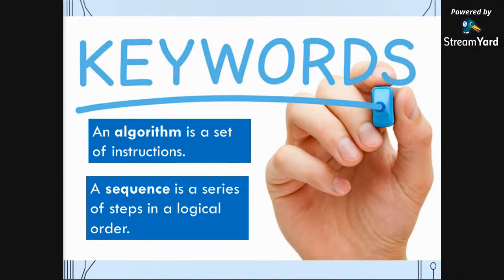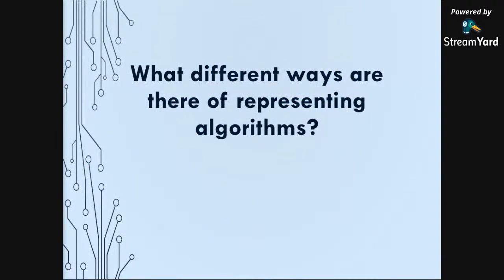Now, with regards to the idea of a sequence, if you were to follow instructions but in the wrong order, then things would start going wrong. Say if you were getting dressed in the morning and the instructions told you to put on your socks and then your shoes, if you followed them in the wrong order, you'd get a wardrobe malfunction, wouldn't you? So just the idea of sequence, making sure you follow your steps in a logical order. Okay, so let's move on. What different ways are there of representing algorithms?